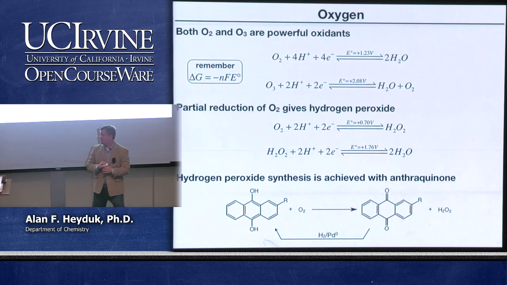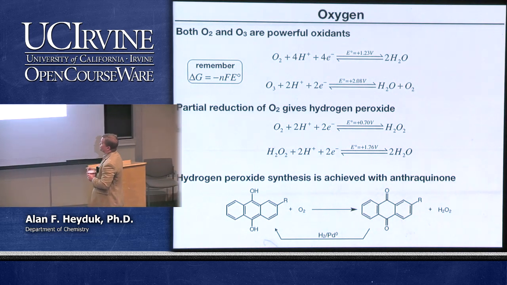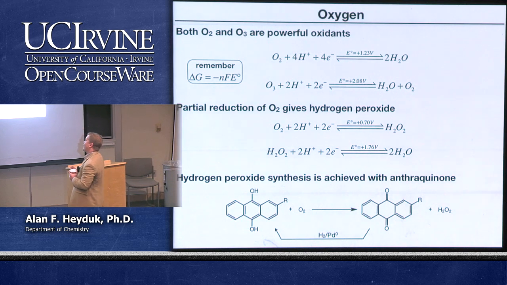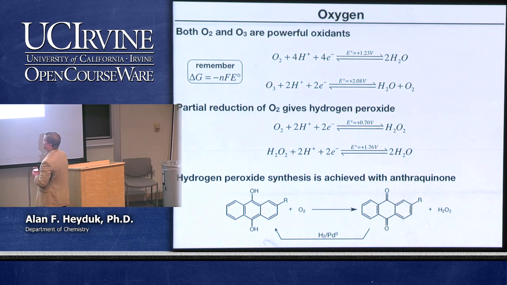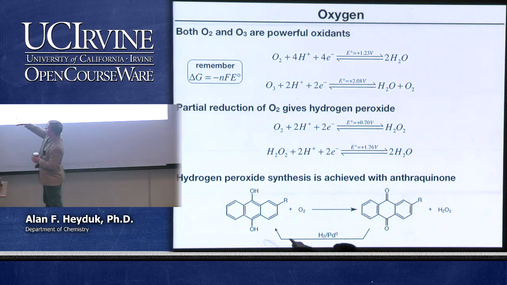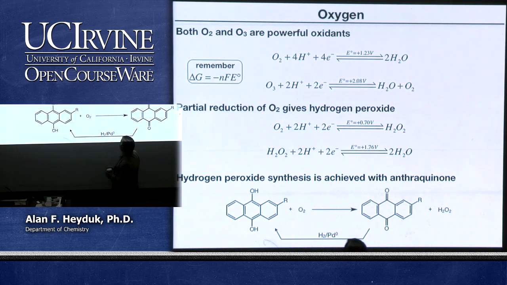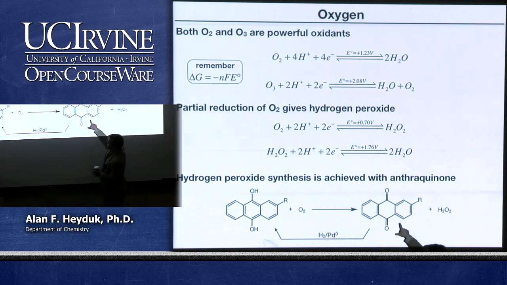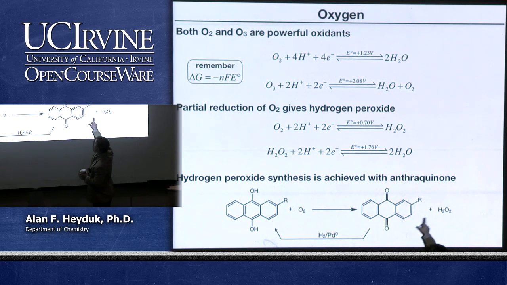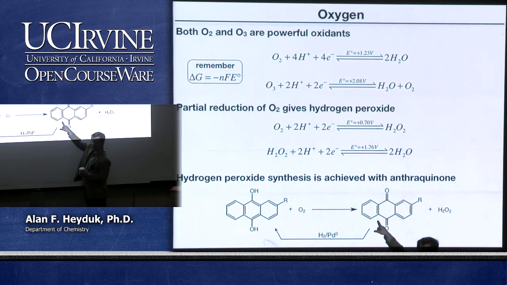You use anthraquinone and the anthrahydroquinone with oxygen. If you make this hydroquinone, the para-hydroquinone of anthracene, it will react with O2. The O2 will take it up to the quinone and generate hydrogen peroxide. And because this is already oxidized, the hydrogen peroxide can't do anything further to it.